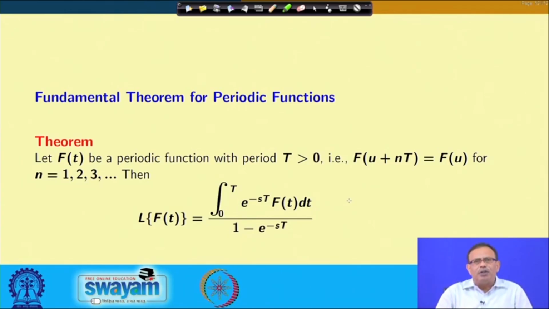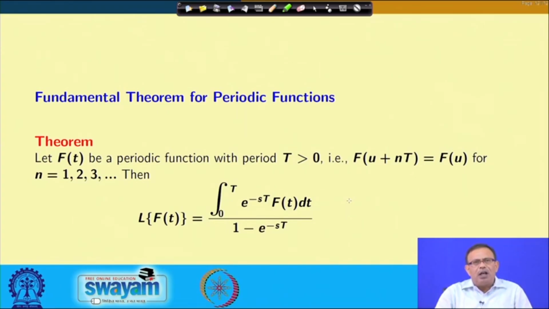Now, the fundamental theorem on periodic functions. If there is a periodic function, what would be the Laplace transform? For that, a generalized theorem has been made. Suppose f(t) is a periodic function with period T greater than 0, so that f(u plus n T) equals f(u), where n can take values 1, 2, 3, etc. So I am assuming a function f(t) which has period T, and f(u plus n T) equals f(u) ensures that the function is periodic with period T.